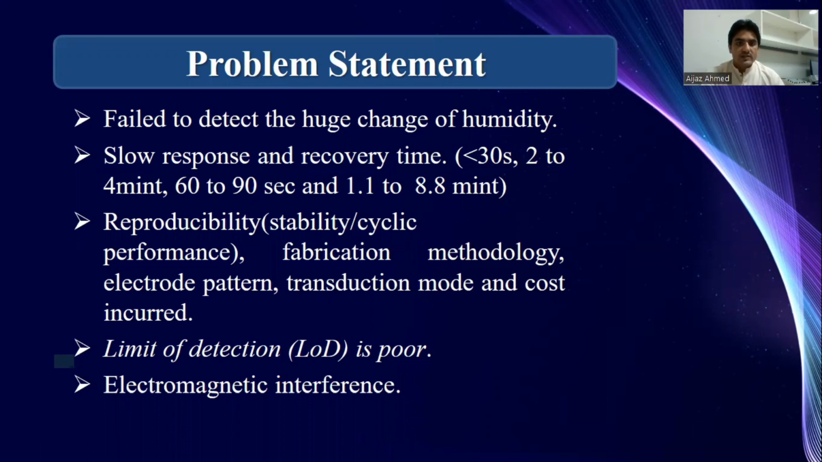Other problems are reproducibility, stability, cyclic performance, fabrication methodology, electrode pattern, construction mode, and cost incurred. Limit of detection is poor. Electromagnetic interference: in previous sensors, resistive and impedance humidity sensors, electromagnetic interference is most. In this project, there is no electric circuitry, so the electromagnetic interference will be negligible.